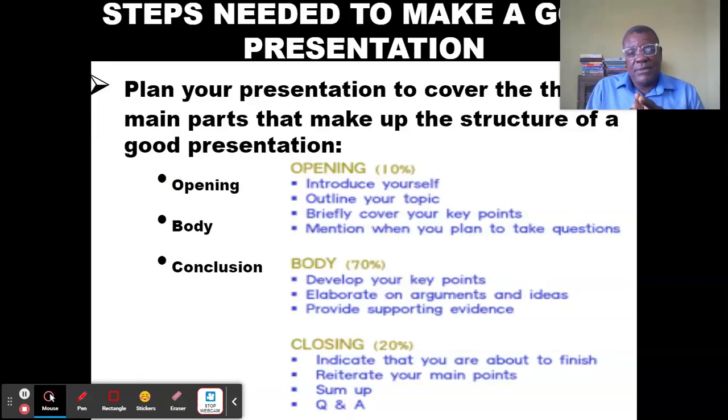So if you look at the three main parts presented here, the opening comes first, and it should take about 10% of your presentation. Under it, you introduce yourself, outline your topic, briefly cover your key points, mention when you plan to take questions from the audience. So normally the opening or the introductory part of your presentation is meant to show your audience what the presentation is all about and how you intend to go about it.